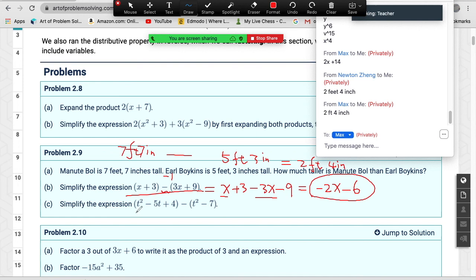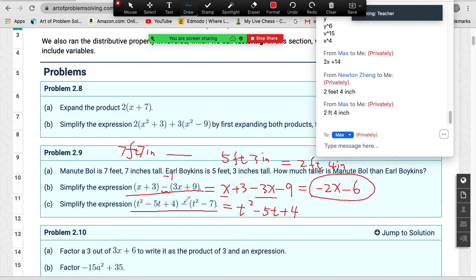Now let's simplify this expression. This one is a little bit similar to the previous one. You still need to open the parentheses. For the first one, because we don't have a negative sign or another number outside of this parenthesis, that means you can remove this parenthesis immediately with no other change. So this one equals t squared minus 5t plus 4. But the second one is different.